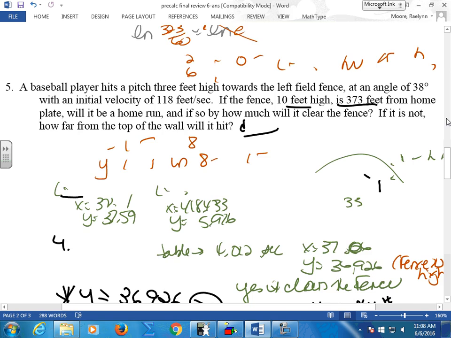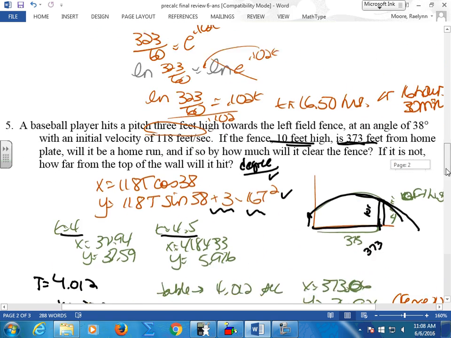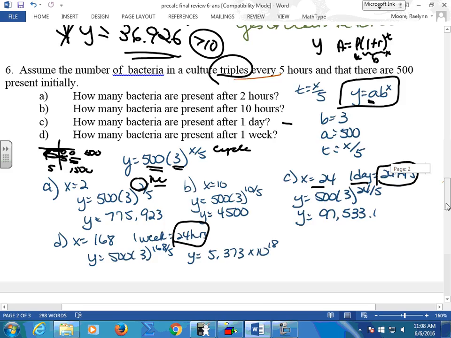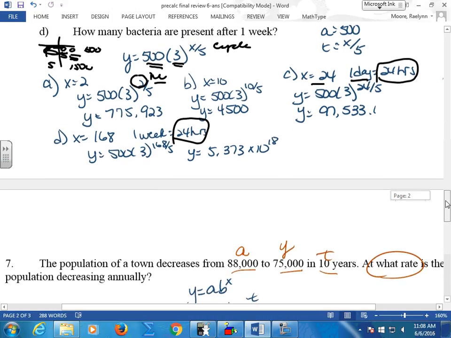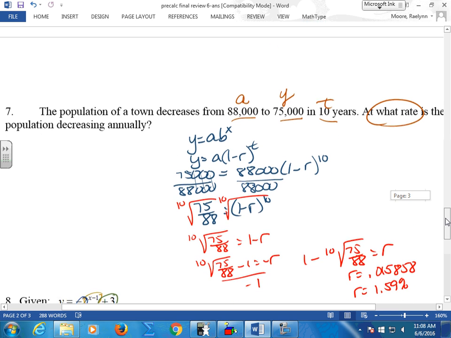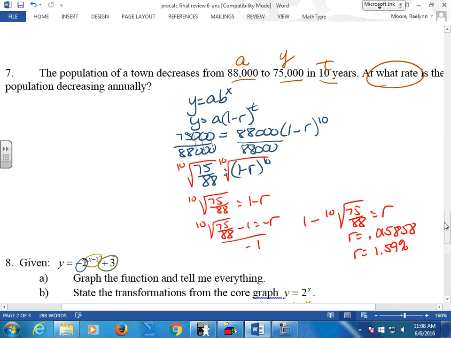So when you do, like, for that one, the triples every 5 hours, you put like X over 5. When do you just put one number? If it triples every hour, time is X. Every 4, X over 4. But again, they all work off of this. Increase, decrease. If you have, such as the next guy, a population decrease, it still works off of this. Look.